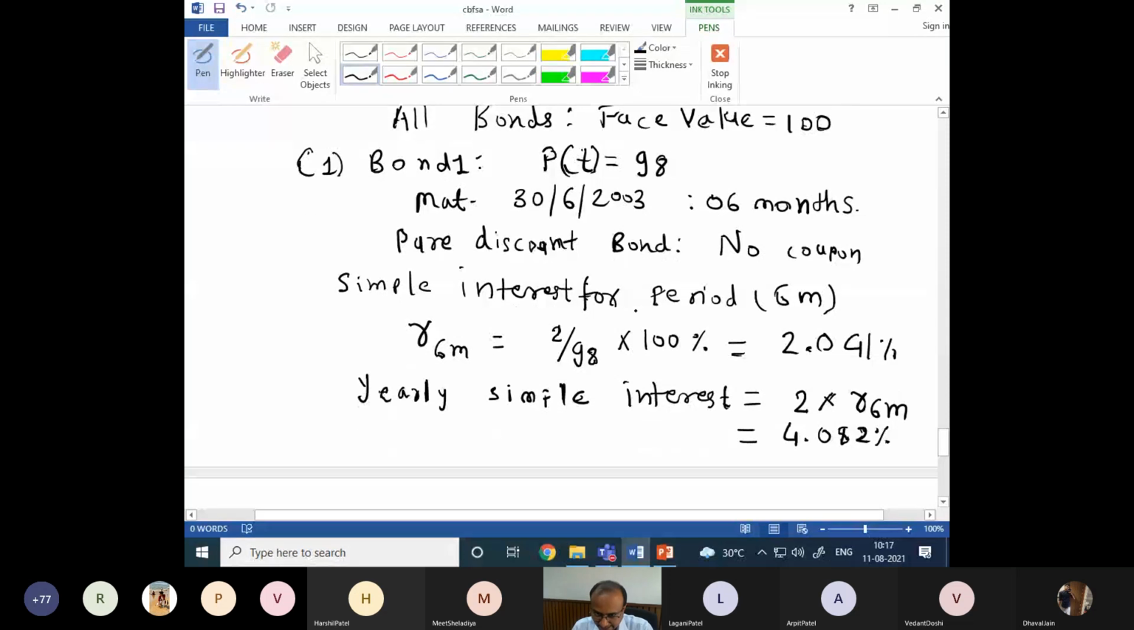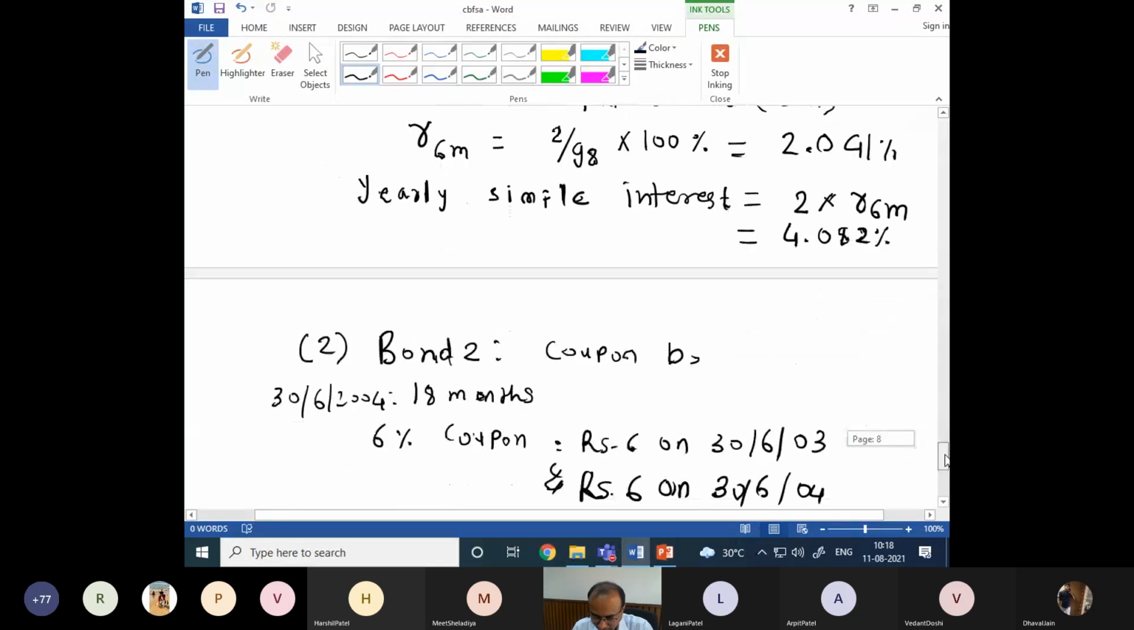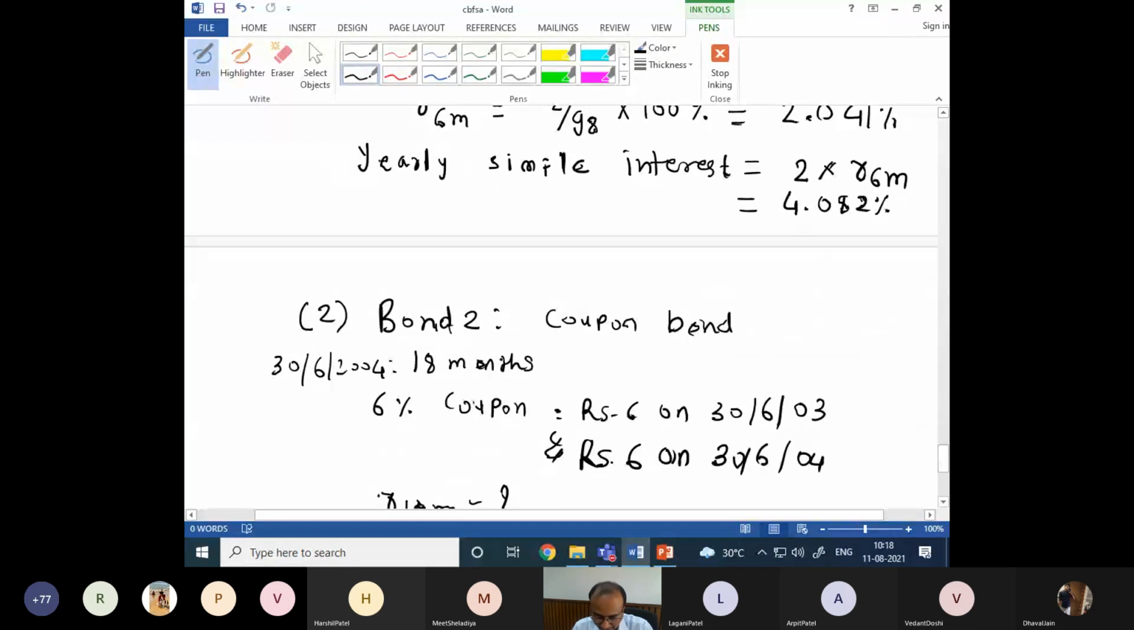Now we have to calculate the simple interest rate for a period of 6 months. So let me calculate R period, R 6 months. I gain only the capital: I will get 100 rupees at maturity if I purchase it at 98 rupees today. So 2 rupees is my gain. So 2 by 98 into 100% is my period interest rate. The yearly simple interest rate is just 2 multiplied by this period interest rate. So that will come to this. This is a simple interest rate calculation, right?